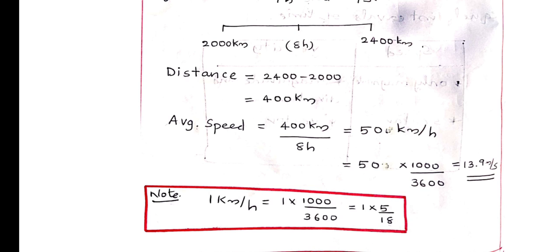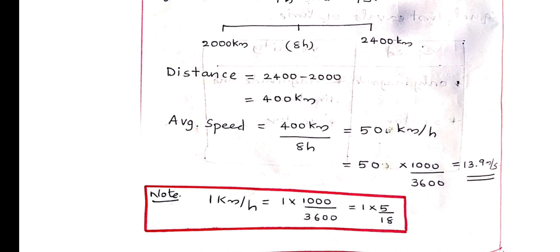That 60 into 60 is equal to 3600. I hope it is clear. I repeat, 1 kilometer per hour: kilometer is converted into meter and hour is converted into seconds. Kilometer is converted into meter, that is multiplied by 1000. We know that 1 kilometer is equal to 1000 meter. In the denominator, hour is converted into seconds.